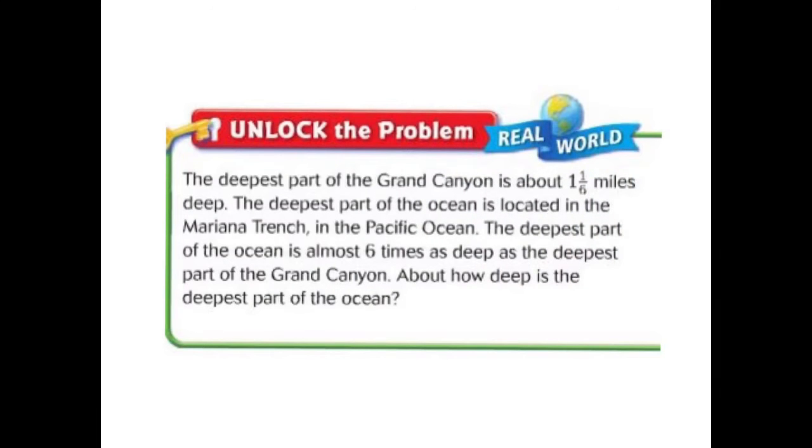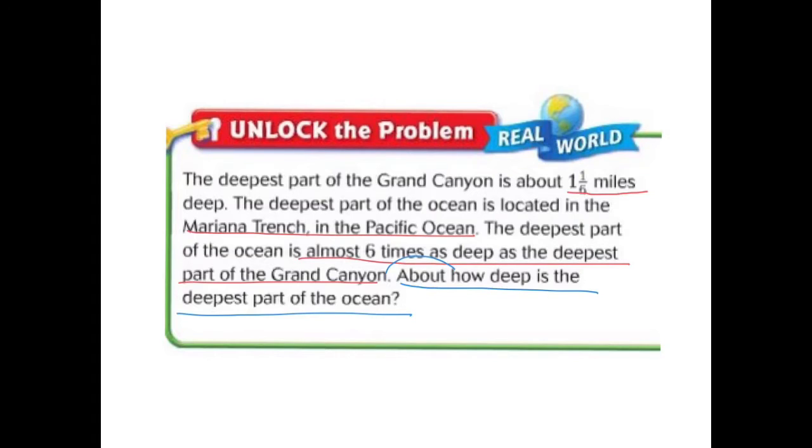Here's the problem again. The first thing we want to do is underline the important information. So we know that the Grand Canyon is 1 1/6 mile deep. And we know that the trench in the Pacific Ocean here is almost 6 times as deep as the deepest part of the Grand Canyon. So what do we need to find? It is right here. I'm going to underline it in blue. About how deep is the deepest part of the ocean?